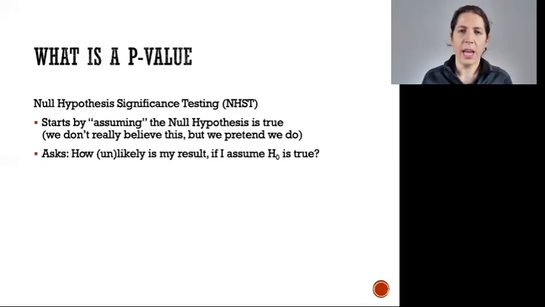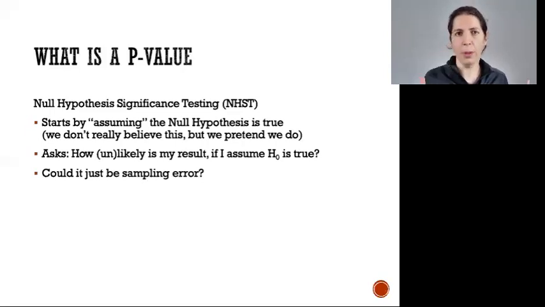And then we ask, how likely or unlikely is my observed result that I got in my study that I ran if I assume that the null hypothesis is true? So we get a probability of how likely would this result have been if the null hypothesis was true. So we're asking, is it likely enough that maybe it was just a fluke? So sampling error is kind of another name for fluke or random error. It's a kind of random error.